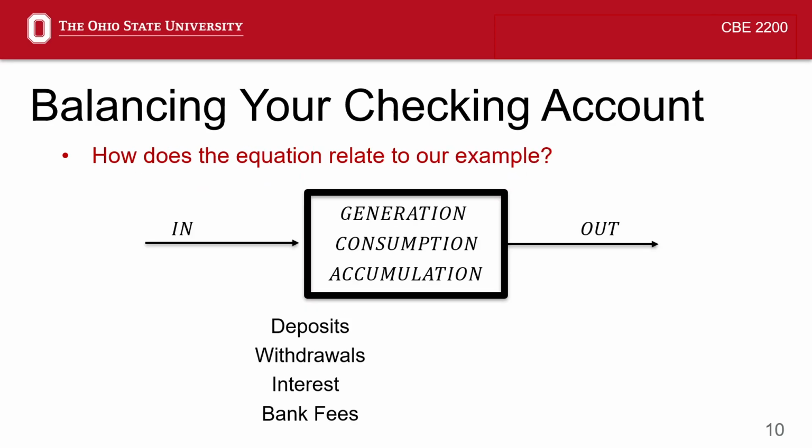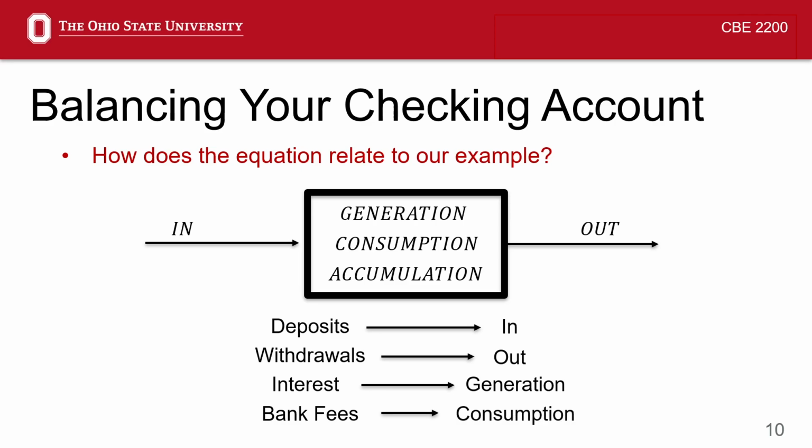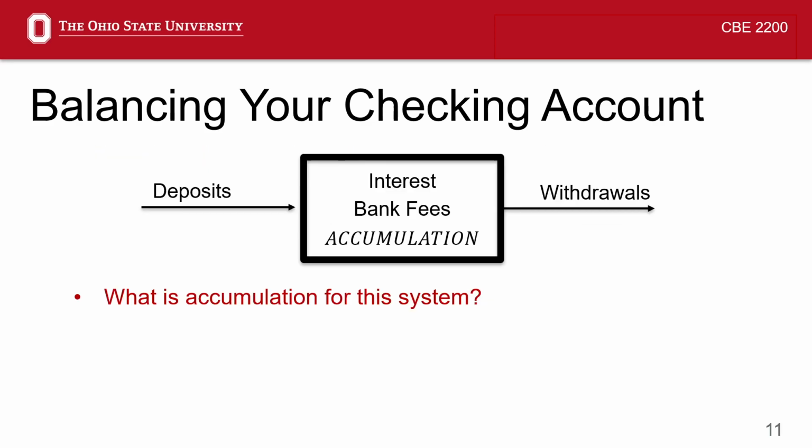So how does this actually relate to the example I just presented? Deposits would be a form of putting money into our bank account. Withdrawals would be taking it out. Interest would be a form of generation of money, if you want to call it that. And then bank fees could be a sort of consumption, where our money is being consumed inside of our bank account. So then that leaves accumulation. What does it mean in this system?